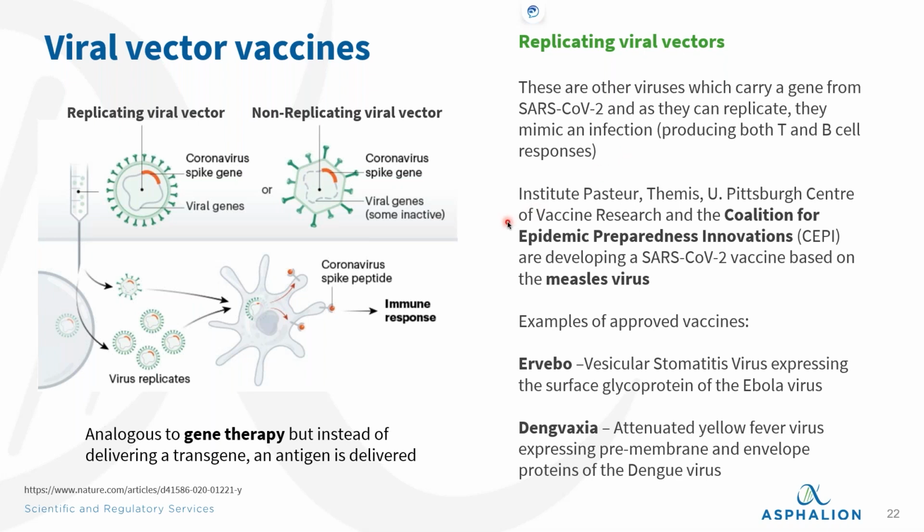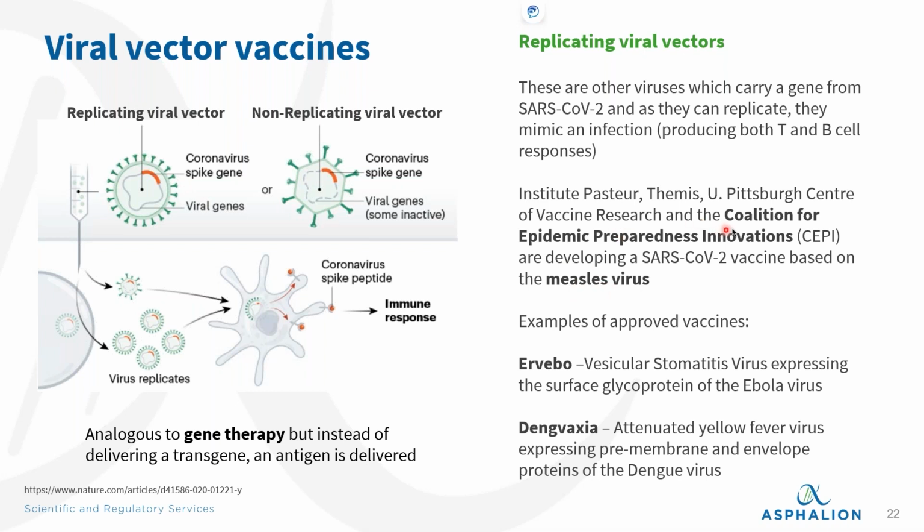And just to draw your attention to a SARS-CoV-2 vaccine based on this technology that's in development, is a collaboration between the Institut Pasteur, Themis, and the University of Pittsburgh Center for Vaccine Research, also with support from the Coalition for Epidemic Preparedness Innovations. And they're developing one of these replicating viral vaccines based on an attenuated form of the measles virus.